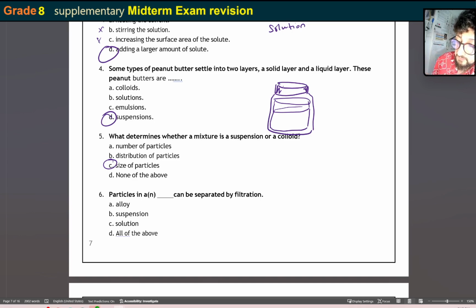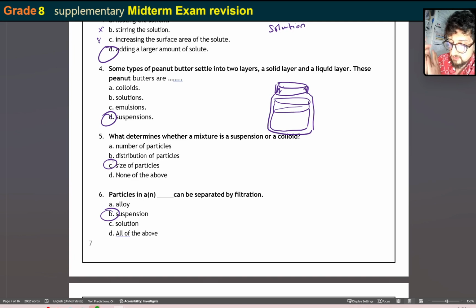Okay? Particles in a what can be separated by filtration? So once again, that's in a suspension. In a solution, you can't separate them through filtration because they're dissolved inside. So if you have salt dissolved in water and you try to filter it, the salt and the water will pass through the filter because the salt is dissolved in the water.